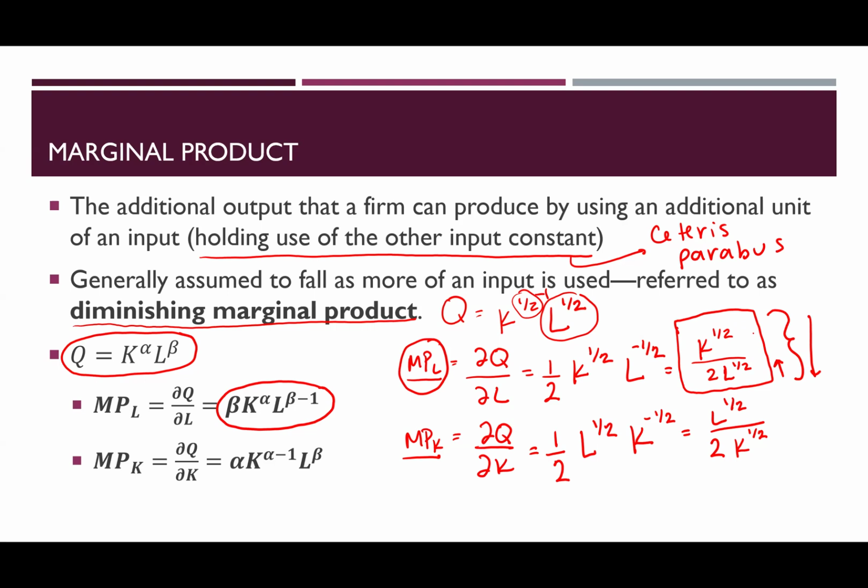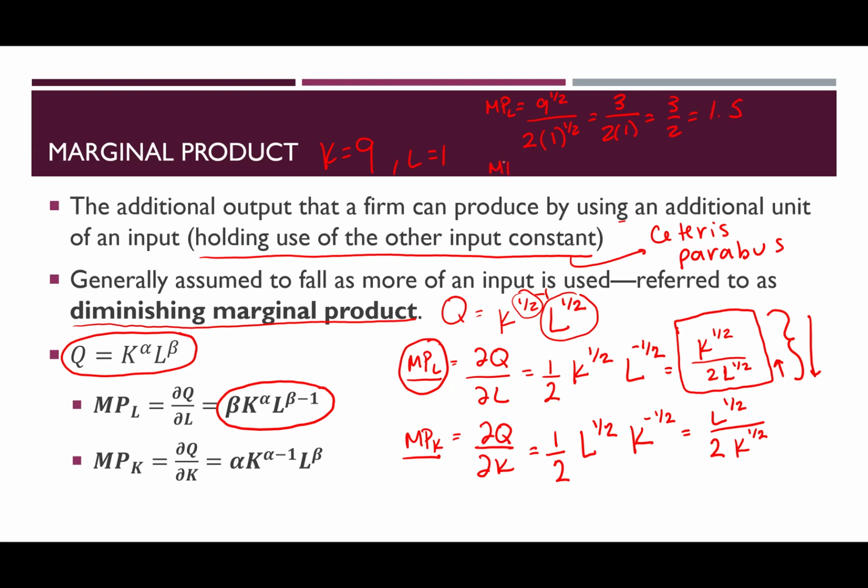For example, let's say that capital equals, not 10, let's do 9. Capital equals 9, and labor equals 1, so we'll have marginal product of labor is equal to 9 to the 1/2 power, all over 2 times 1 to the 1/2 power. We're going to get 3 over 2 times 1, so we'll get 3/2, 1.5.